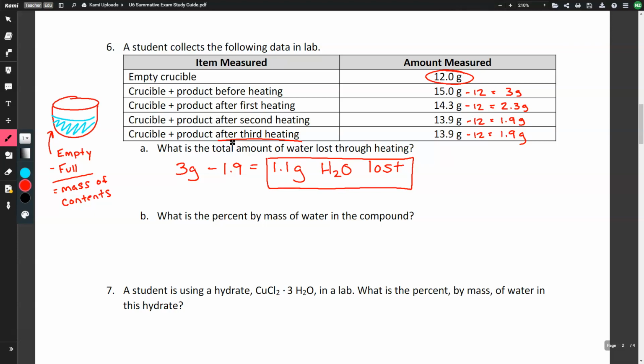It says, what is the percent of mass of water in the compound? So that'll be the water lost over the total mass times 100. So we lost 1.1 grams. The total mass was 3 grams, times 100. Plug this in our calculator, we get 37%.